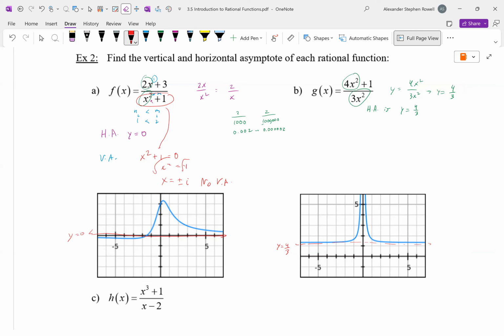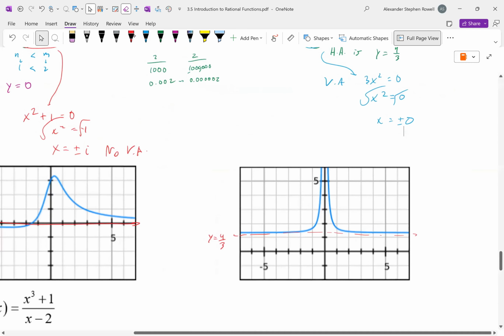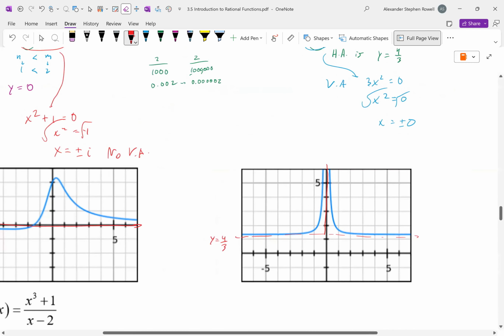Okay, what about g? Where is the denominator equal to 0? Divide by 3. Square root both sides. Plus or minus 0. What's negative 0? 0. Yeah, so we just have this one vertical asymptote, and I'll call this x is equal to 0.